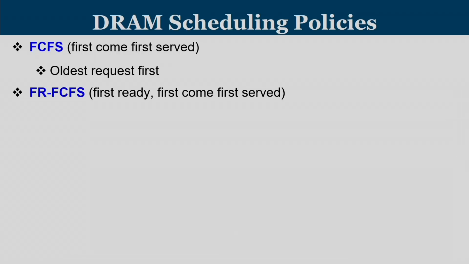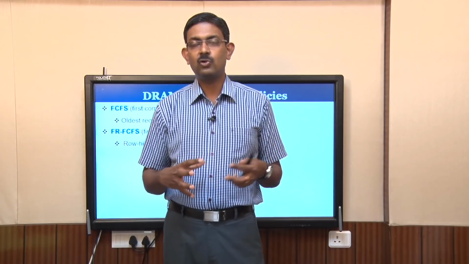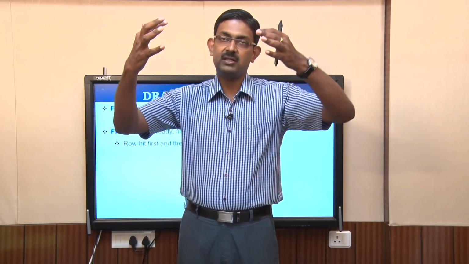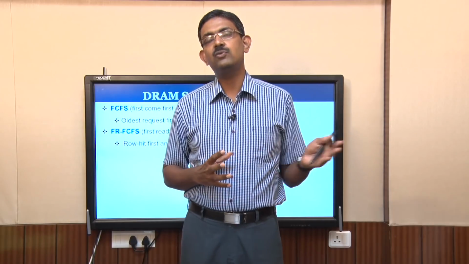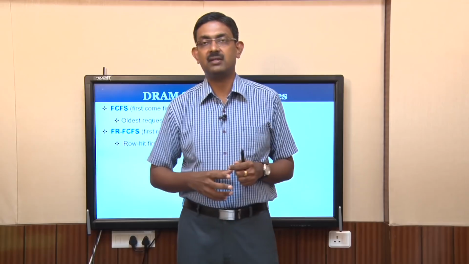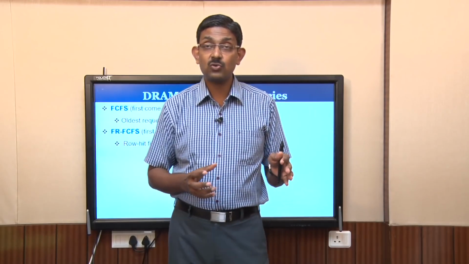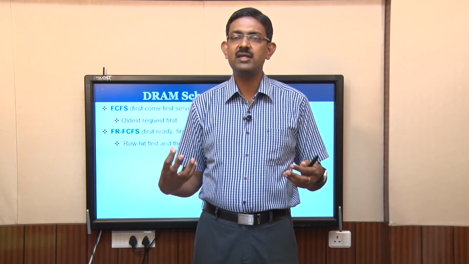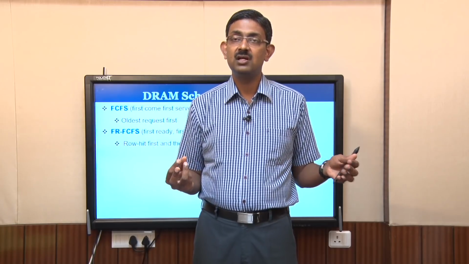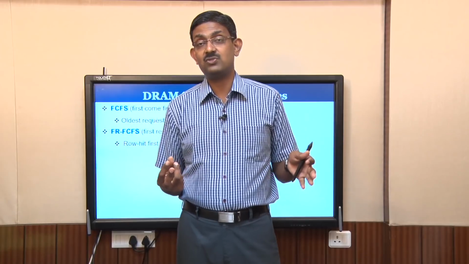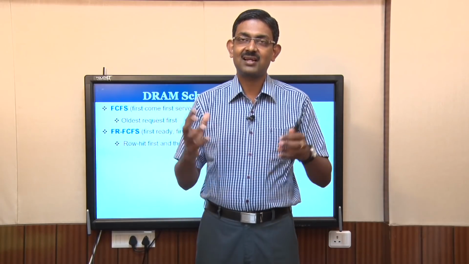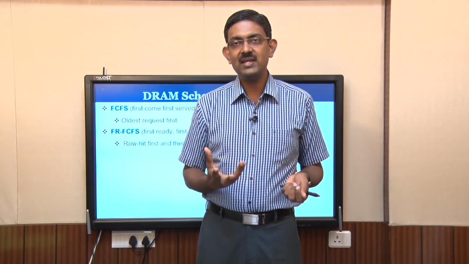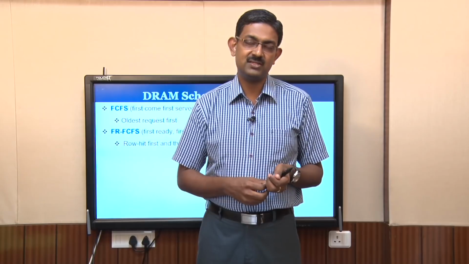The second one is called FRFCFS, first ready, first come, first serve. What you do here is, you know that you activate data by giving a row number so that the contents of the entire row come to a row buffer, and then you give the column address so that the data can be extracted. Now, if the next request is also to an already opened row, then the row address need not be given again because the row is already present in the row buffer. So, just give only the column address. If you can serve all requests that are row hits, meaning their contents are already present in the row buffer, then it's very easy and there is not much delay involved.